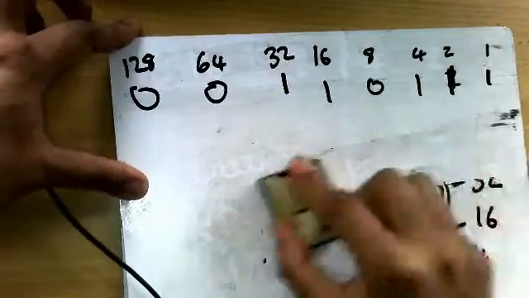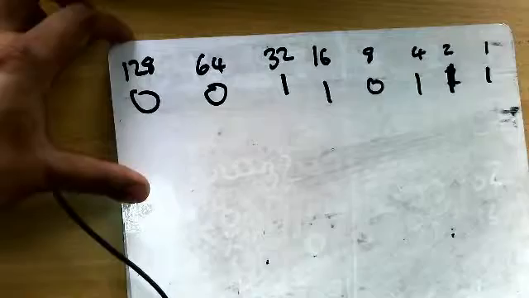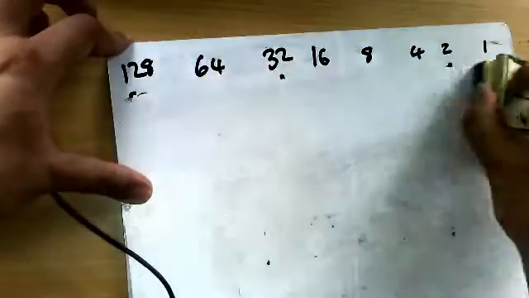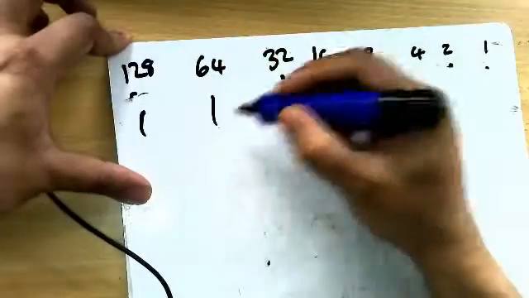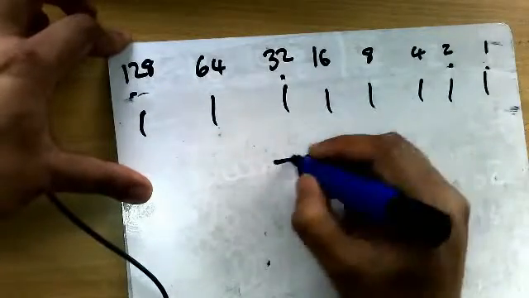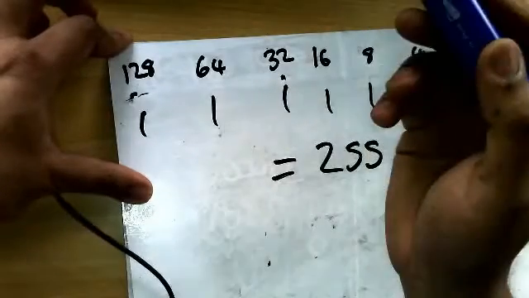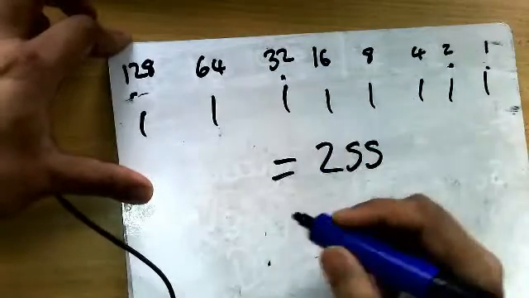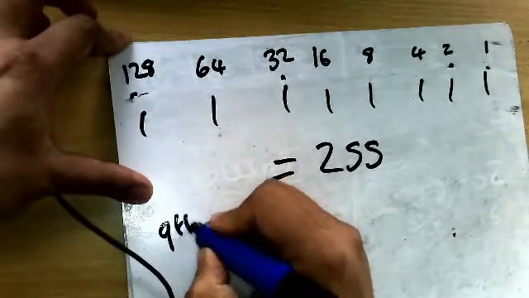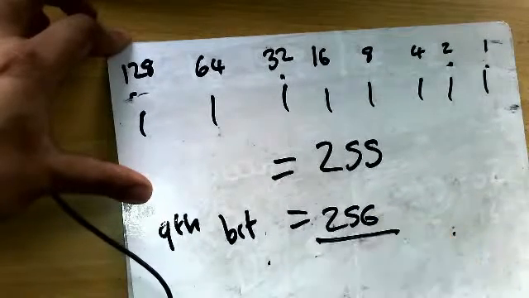There you go. Now, in terms of 8-bit numbers, the largest number you could possibly make with 8 bits is 8 ones. So 1, 2, 3, 4, 5, 6, 7, 8. Therefore, the largest number you can make with 8 bits is 255. If you wanted to make higher than 255, you'd need to go towards the left and add a 9th bit, and that would equal 256.